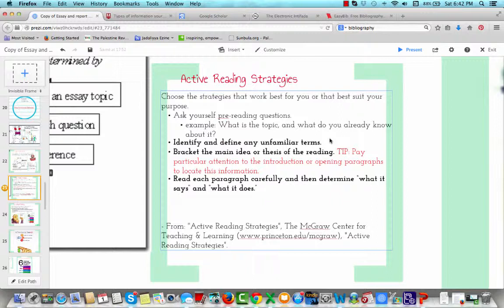Now, bracket the main idea or thesis of the reading. Usually, and this is a tip, try to identify the thesis or the main idea in the reading. This is very important because the main idea tells you what the whole article or the whole story is about. Usually the thesis statement is towards the very beginning, in the introduction or the first opening paragraph. This is for not short articles, not long articles.